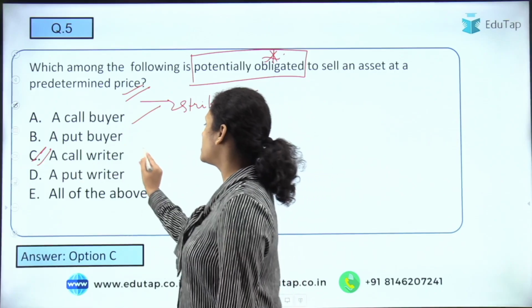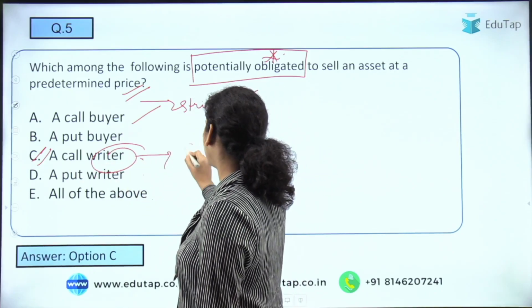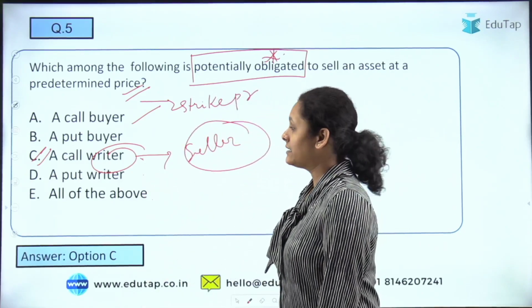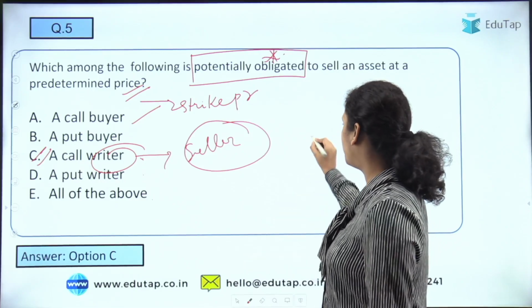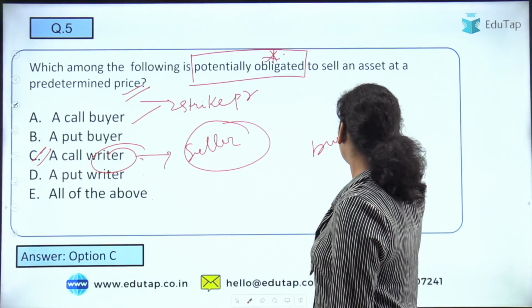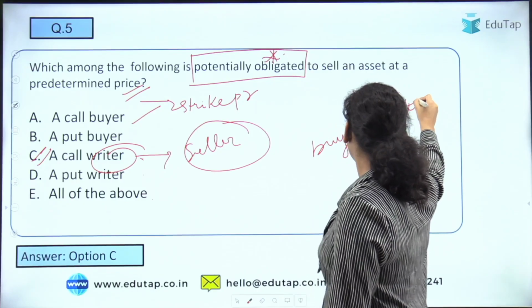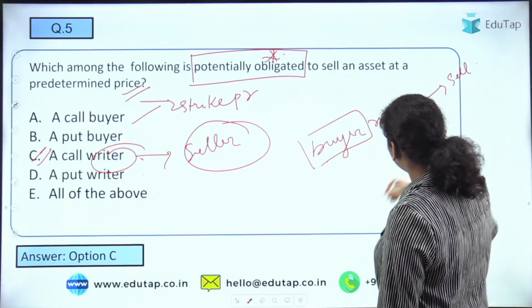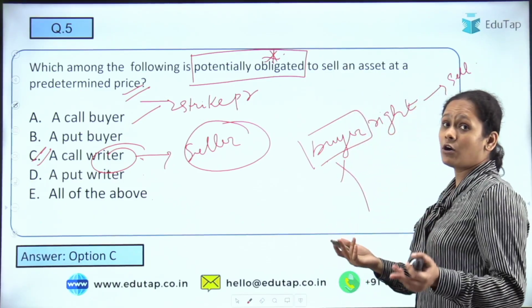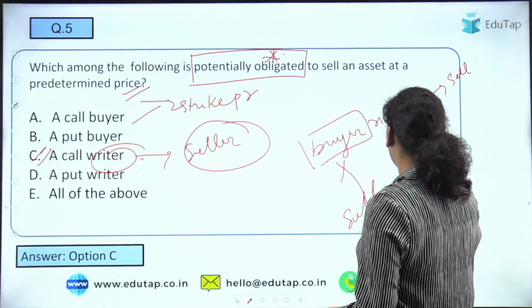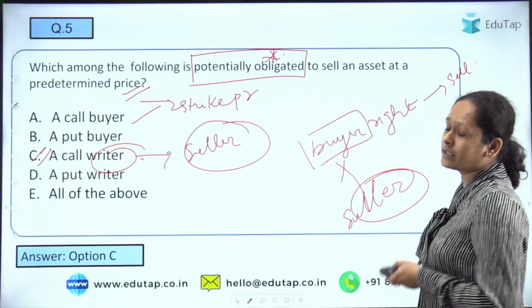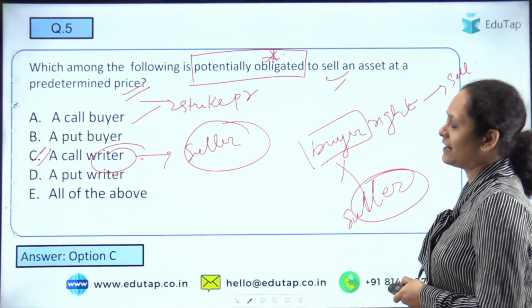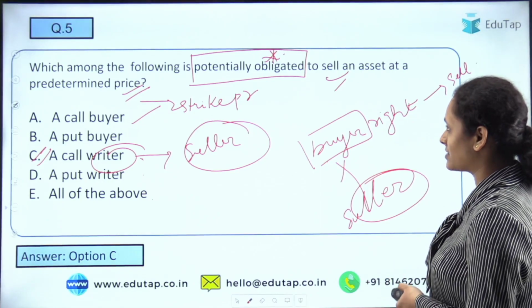Now who is a writer? I told you just some time ago that he is the seller of the contract. Now in case of a call option, the buyer has the right to buy. Okay, remember this, these are very simple questions. Right to buy but he is not obliged. Who is obliged? The seller. The seller or writer is obliged to sell the asset at a predetermined price or the strike price.